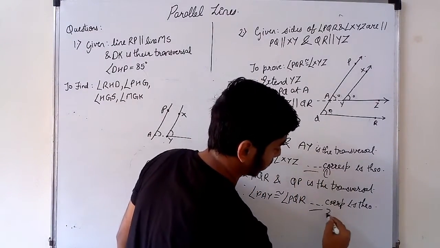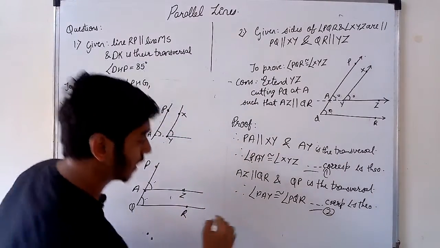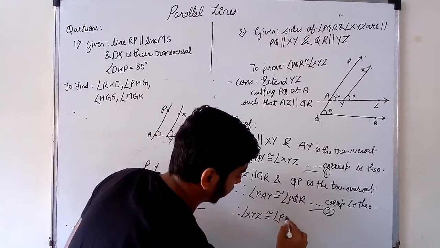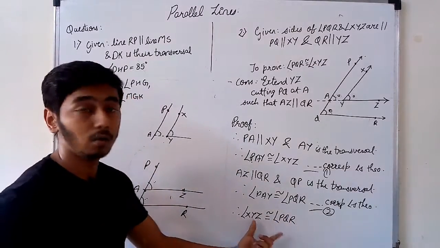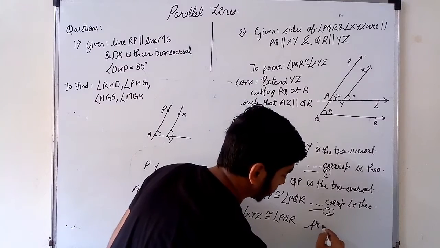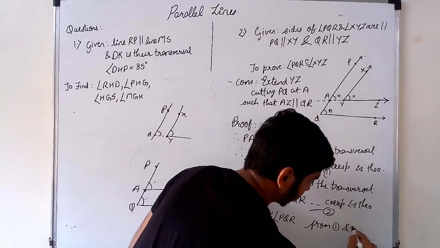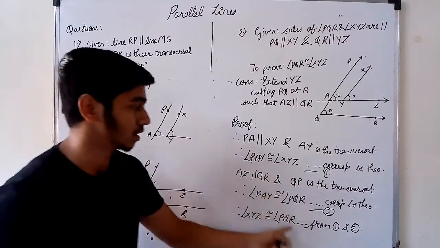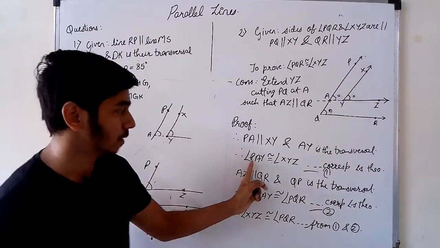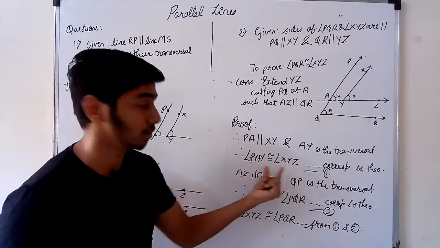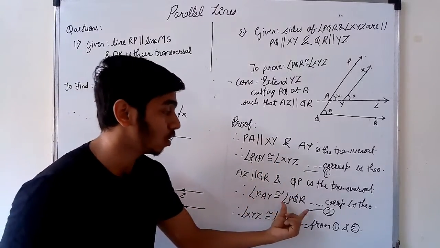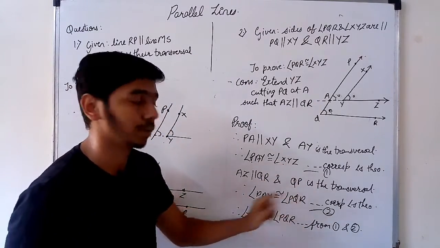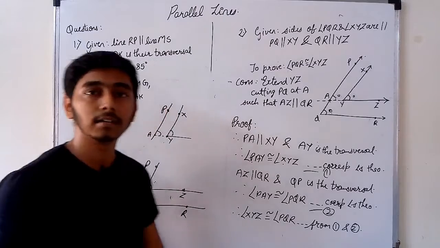Now, PAY is congruent to XYZ and PAY is congruent to PQR. Therefore, name this as 1 and 2. Therefore, we can say that angle XYZ is congruent to angle PQR. How? From 1 and 2. So this is how you get that: PAY is congruent to XYZ, and PAY is also congruent to PQR. That means XYZ and PQR are congruent. So we write that.